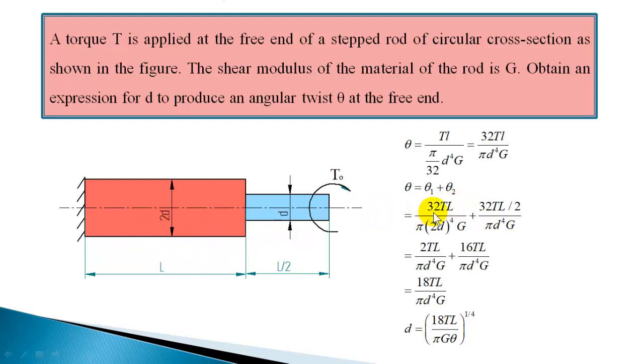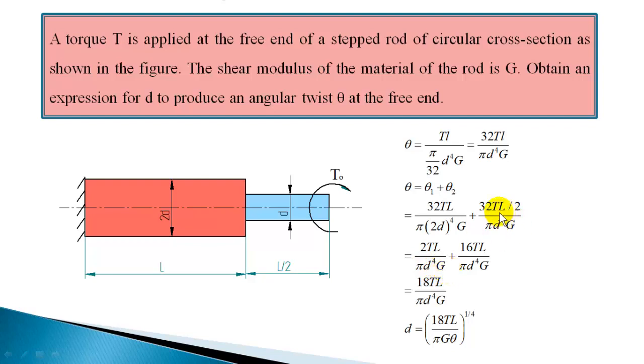So substituting 32 TL divided by pi into 2D to the power of 4G. Instead of D, you substitute 2D, length is L. So 32 TL divided by pi 16 D to the power of 4G. So 16 will cancel here. So 32 by 16 will make it 2. 2 TL by pi D to the power of 4G.